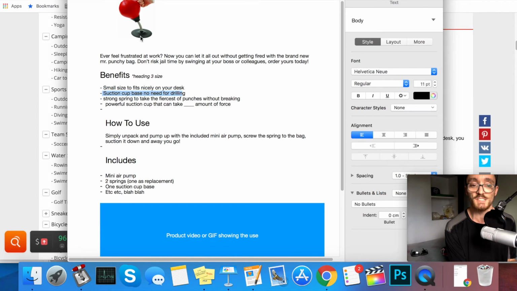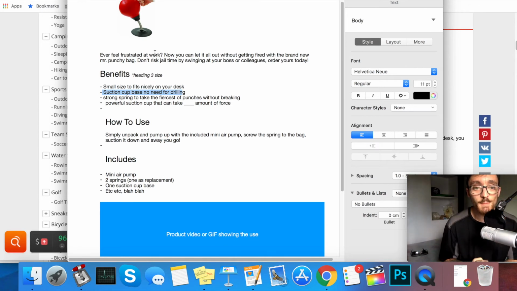Nope, it has a strong suction cup. One concern somebody might have is how weak the spring might be. You might address how the spring is very strong so they could take fierce punches without breaking. And of course, somebody's going to be concerned, at least my main concern, I'm sure other people have this concern, is the suction cup will not actually hold any punching, that it'll pop off the desk.